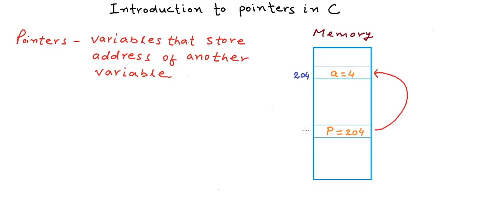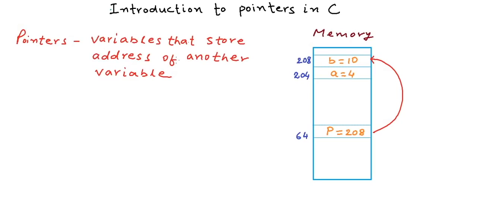Now p also takes some memory, so let's say it is stored at address 64 and it also takes 4 bytes of memory. We can also modify p to point to another integer. So let's say we have another integer at address 208 named b and having value 10, and if we change the address in p from 204 to 208, then p now points to b.